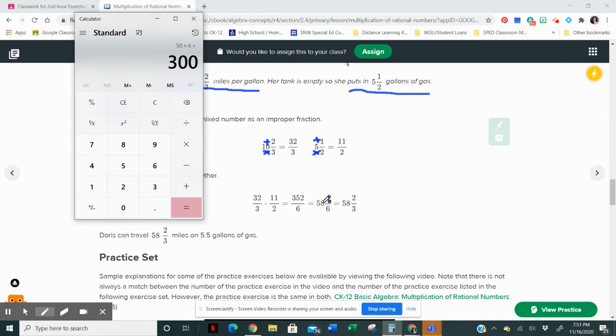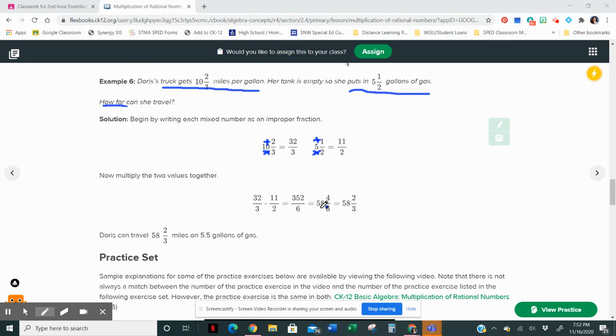Well, 58 6s can go in there, and I have 4 remaining. So I'm going to convert this 352 over 6 back into a mixed number, and it comes out to 58 and 4/6. Well, this 4/6 can be broken down some more. I know that each of them is divisible by 2 because it's an even number. After I do my math here, 4 divided by 2 is 2, and 6 divided by 2 is 3. So 58 2/3 miles is how far she'll be able to travel on 5.5 gallons of gas.